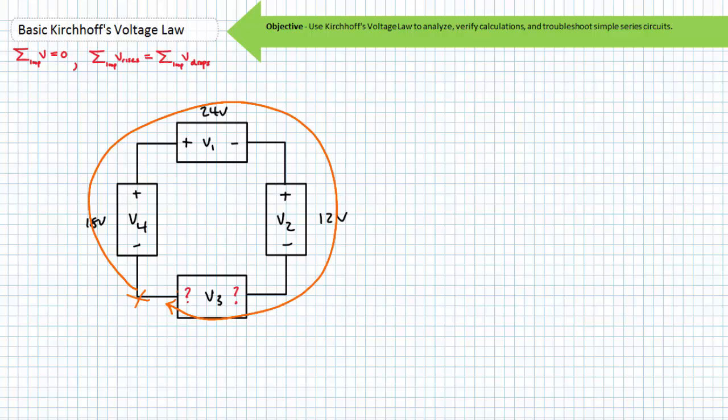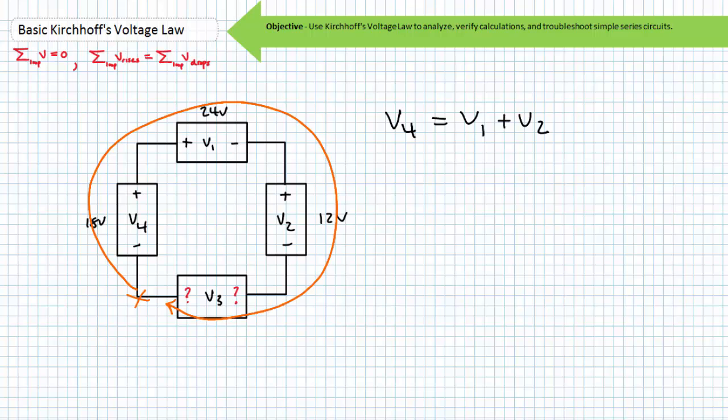The sum of voltage rises will always equal the sum of voltage drops. Traveling in the clockwise direction, we go negative to positive, which means V4 is a voltage rise and goes on the left-hand side of our equation. Now we go positive to negative through V1, which means it's a voltage drop, and it goes on the other side of our equation. Now we go plus to minus through V2, which means it is also a voltage drop, and it must go on the right-hand side of our equation.